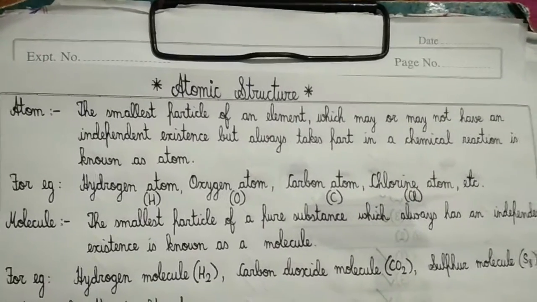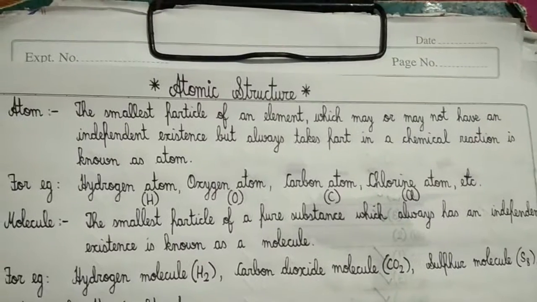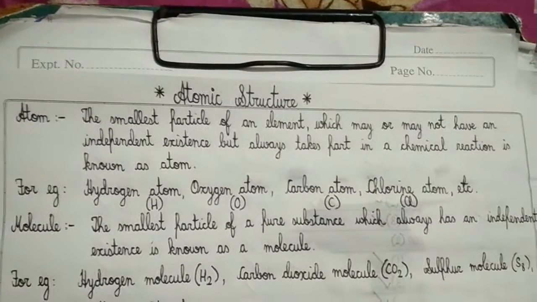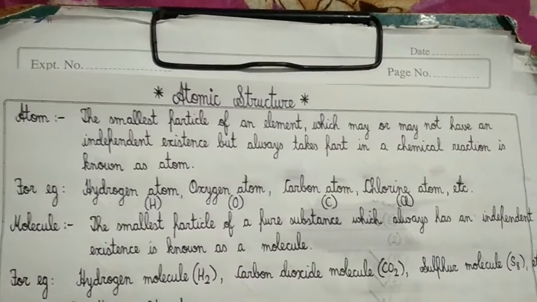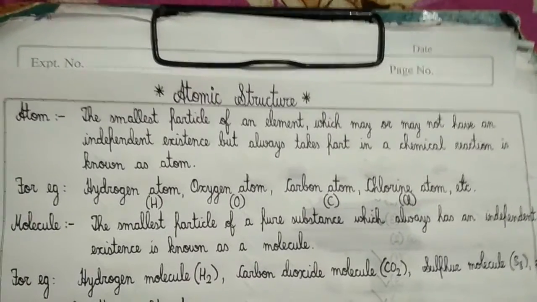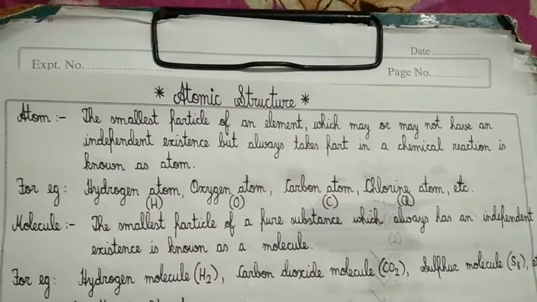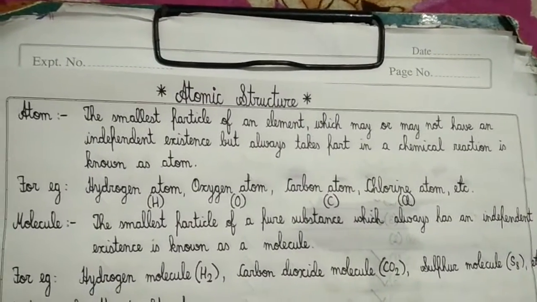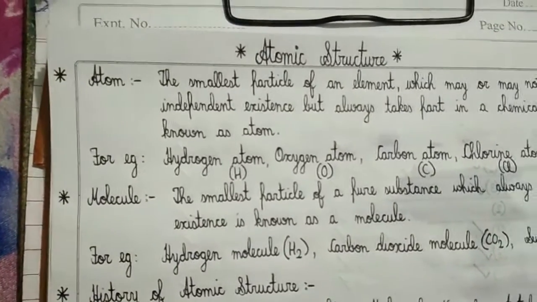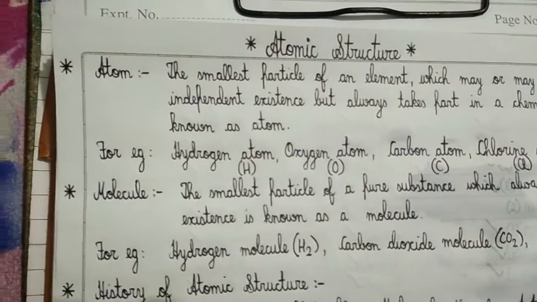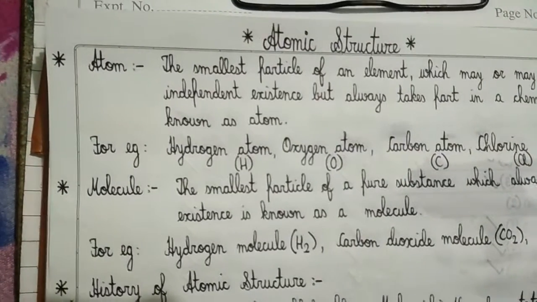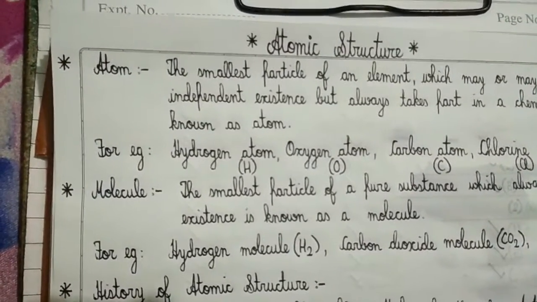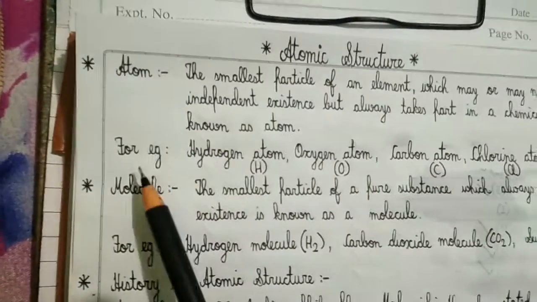Similarly, iron has Fe because the Greek name is ferrum. Then calcium has Ca, cobalt has Co, nickel has Ni, sulfur has S, argon has Ar, helium has He, nitrogen has N, beryllium has Be, sodium has Na because the Greek name for sodium is natrium, magnesium has Mg, and so on. So this is what an atom is. Always remember that an atom may or may not have an independent existence, but it will always take part in a chemical reaction. Next we come to molecules.